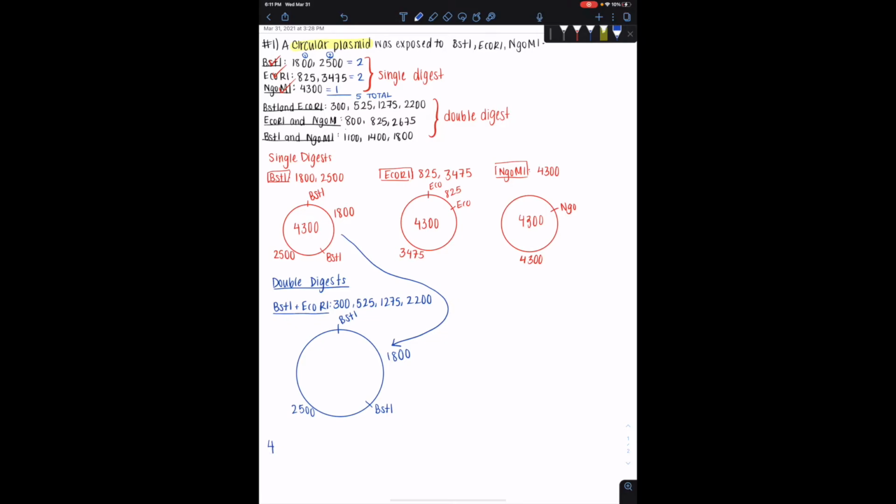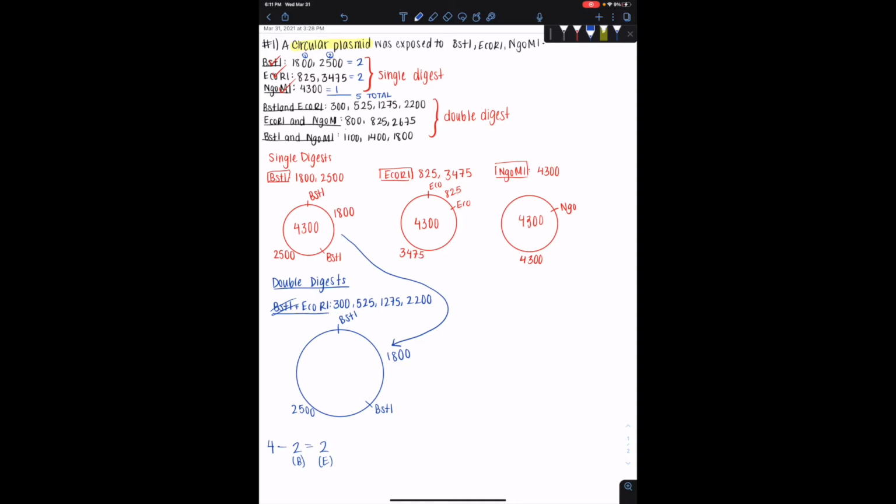So we know this had 4 cuts in total, and we just made 2 cuts, so there's 2 more cuts left. And we also know that B has 2 cuts in total, so we already used up all the B that we can. And we have 2 cuts left that need to be done by E. So let's figure out what numbers add up to 800, 1800 and 2500 in this little box right here. As you can see, 525 and 1275, they equal 1800 right here.